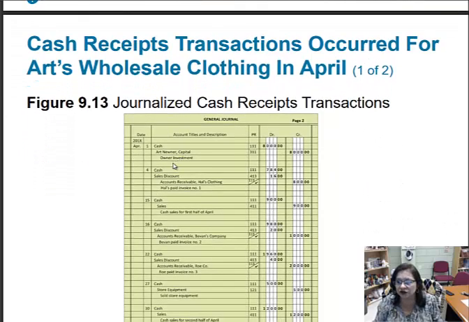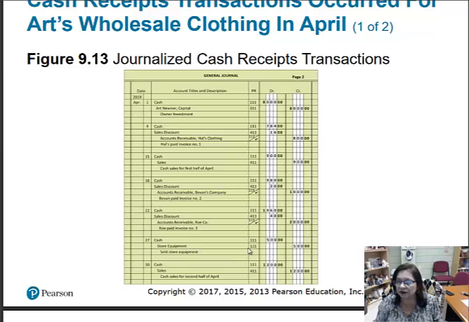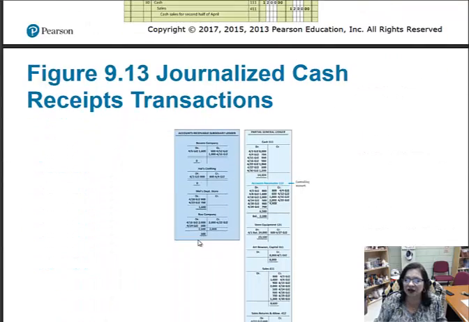So here are some of the things that were being done. The sales discount, the cash that comes in, another sales discount. Paid on invoice number 2, $20 on 2% of the $1,000. Then the sales discount again, buying of the store equipment. Then of course, cash sales for the second half of April. So all of these things are being recorded and journalized as well.